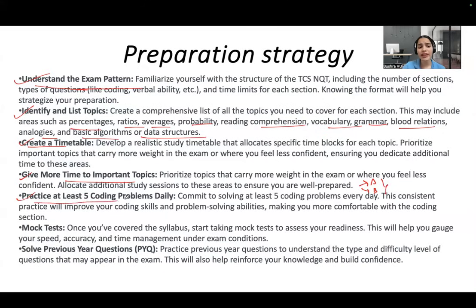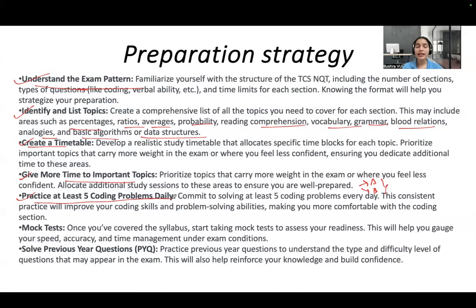Practice at least 5 daily coding problems. See, you don't have to start from the medium or the hard difficulty level. Start with the easy level so you can at least get the momentum, right? You can get going, right? So that's why at least try to solve 5 easy questions. Practice 5 coding problems every single day, and slowly your coding skills, your problem solving ability will improve.